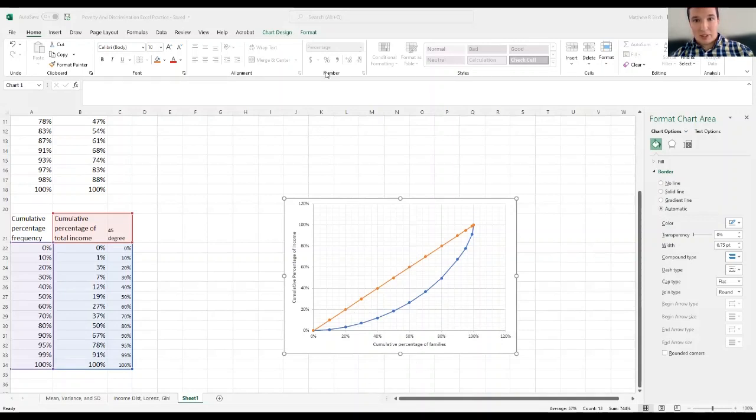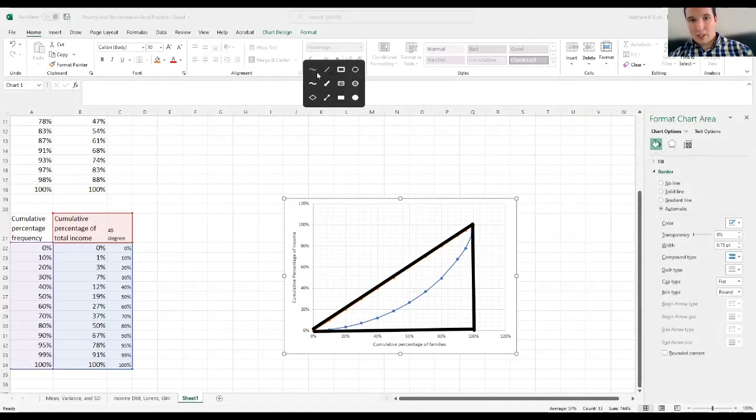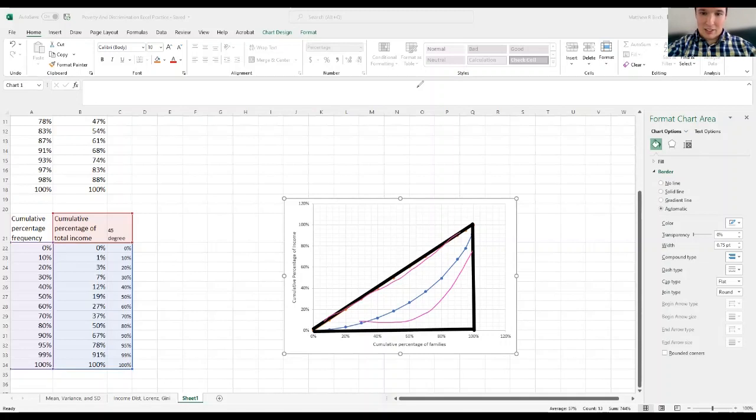I'm going to add a couple of guidelines on here. I'm going to put a big bold line there and another one there. So it's a big triangle. Now, this triangle will always be the same no matter where your Lorenz curve is. You could have a Lorenz curve that looked like this, or one that looked like this. It doesn't really matter. This triangle will always be the same, which is helpful to us because it can give us a constant measure. And so we divide it into two groups, A and B.